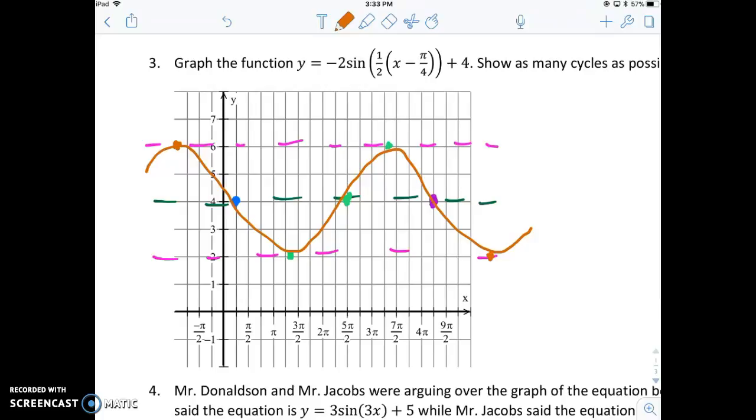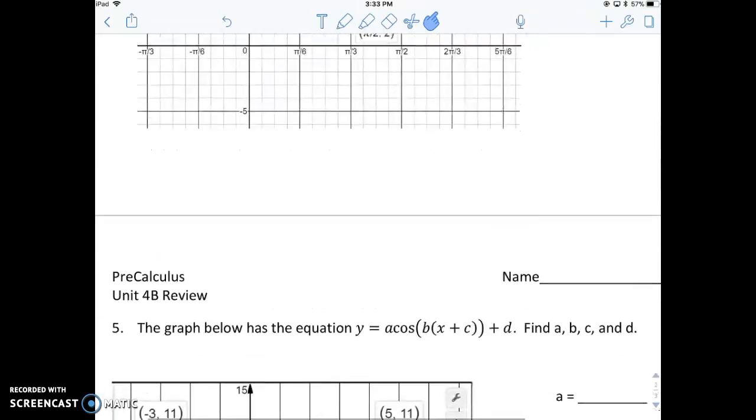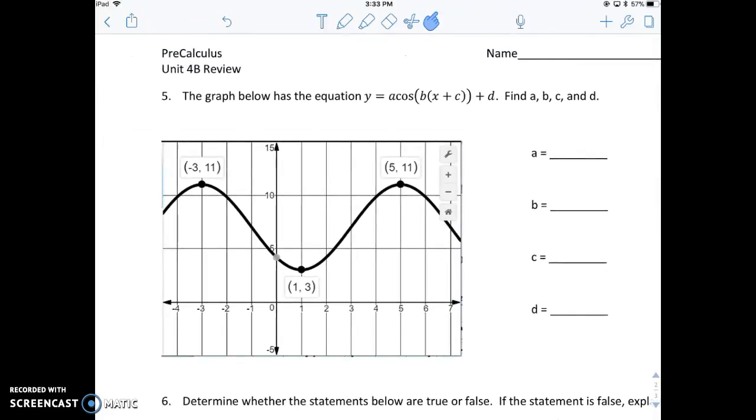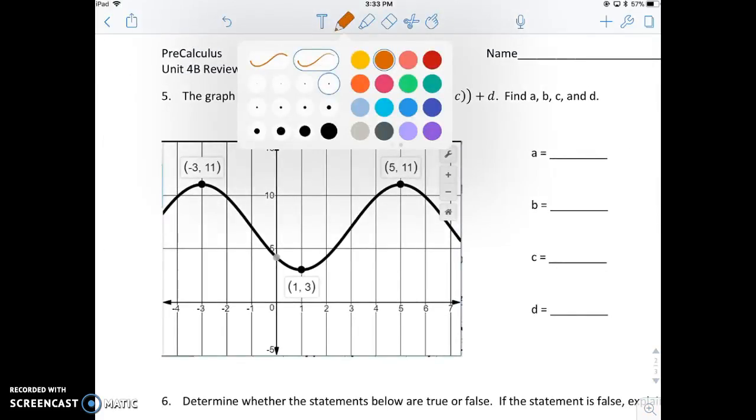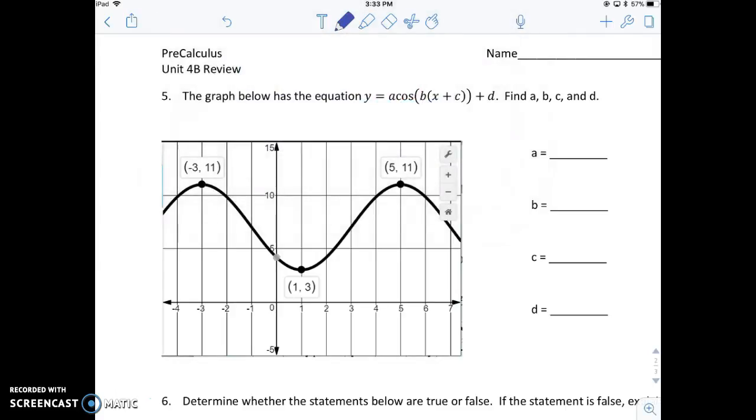I'm going to move on to question number 5 on the next page. This is the process of taking a graph and creating an equation from it, where we're getting the A, B, C, and D values. We can find our A value by looking at our maximum and our minimum and finding half the distance between those. The distance between the 2 points is going to be subtraction, so 11 minus 3.